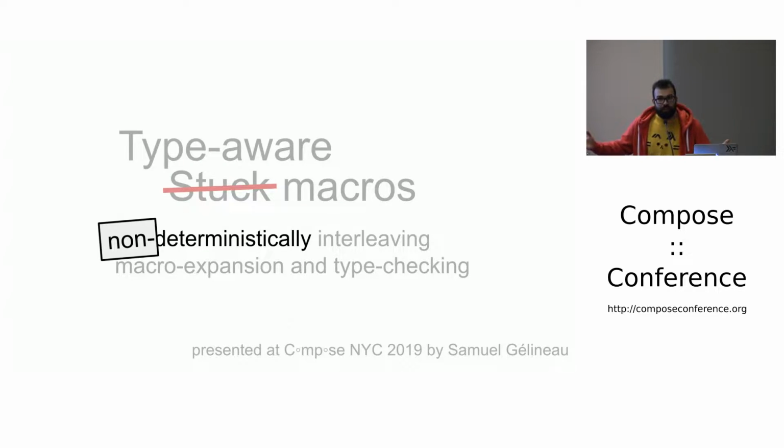It's non-deterministic in a way that I will make more precise again in a moment. And if we allow the macros to get stuck in a particular way, it restores determinism. So that's the overall goal. I want to propose an alternative to something called type-aware macros that is more deterministic.